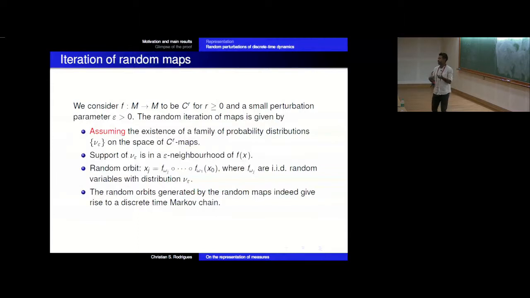Okay? So you are iterating your dynamics randomly, but preserving some property that you want, some regularity of the maps. So in this case, what we want is that the support of each of these measures is around f of x. So the random orbit here will be given by the iteration of these maps, where every f omega here is taken at random. And so this will generate a random orbit. And actually you can show that this is a type of Markov chain.